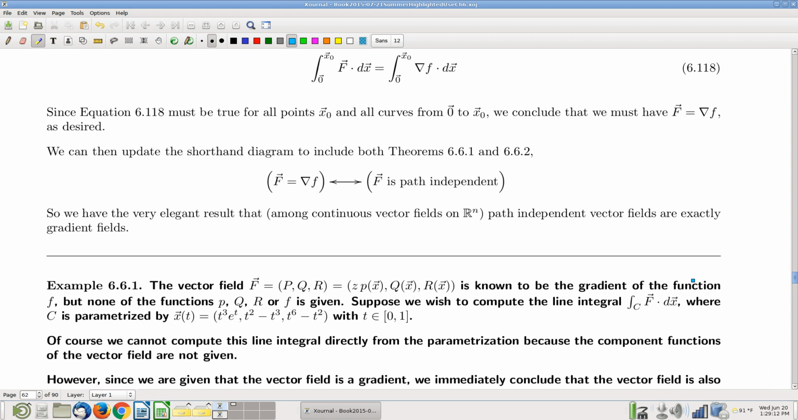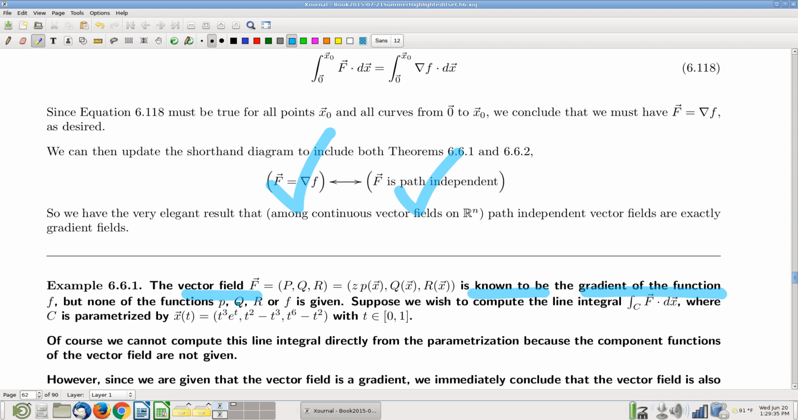And I am sorry, I have omitted to mention another thing that we're given, a key fact. We are told that this vector field is known to be a gradient. Sorry, that's important. Okay, so we know this vector field is a gradient. That means we know that our vector field is path independent.